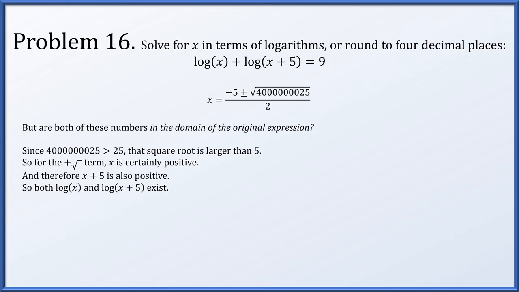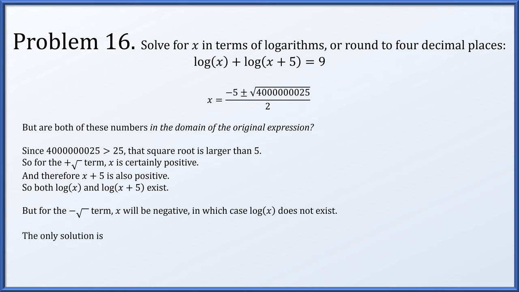So from the quadratic formula, we had two solutions. The one with a plus is in the domain of the original expression and therefore is a solution. But if we had the minus, x itself would be negative. It would be negative 5 minus the square root of something over 2. Then we could not compute the log of x. A negative number would not be in the domain of that logarithm. So the only solution is, in fact, negative 5 plus the square root of 4,000,000,025, all divided by 2.